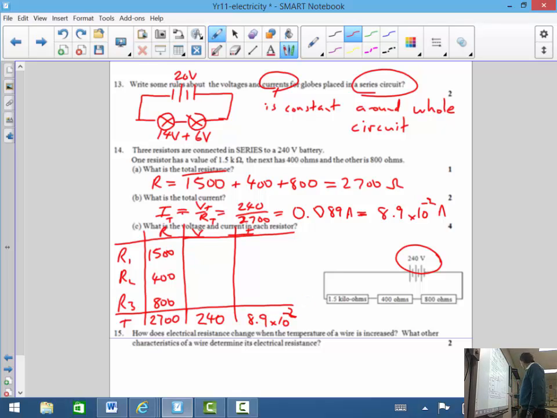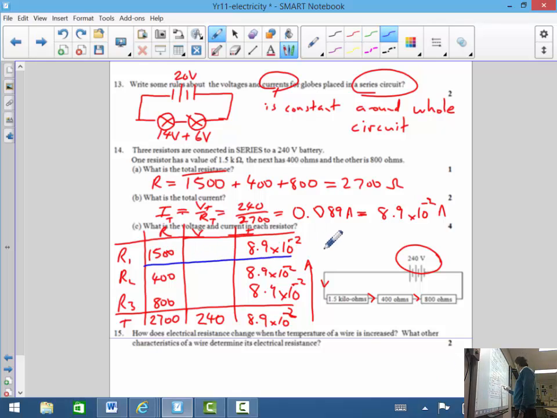This time the current's going to be the same because there's only one path here, so the current's going to flow around through all of them the same. So you can actually fill this one up this time. To get the voltage here, we're going to use that last bit of Ohm's law, V equals IR for each of those.